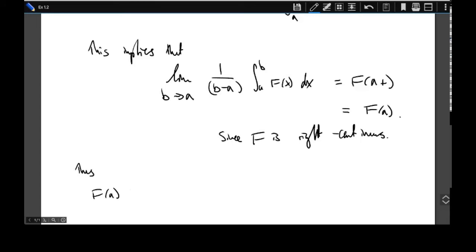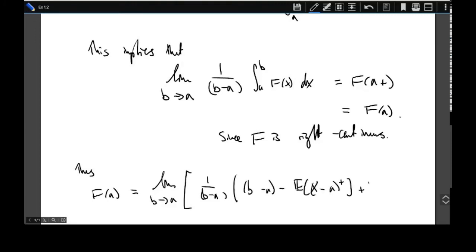So thus F(a) is equal to the limit as b tends to a of 1 over b minus a multiplied, now substituting in the value that we have from part A, of b minus a minus the expectation of (x minus a)+ plus the expectation of (x minus b)+. Let's make that clear. This is the square bracket.